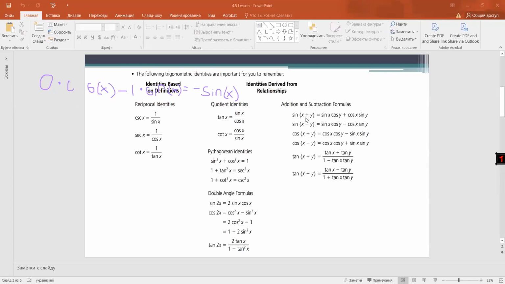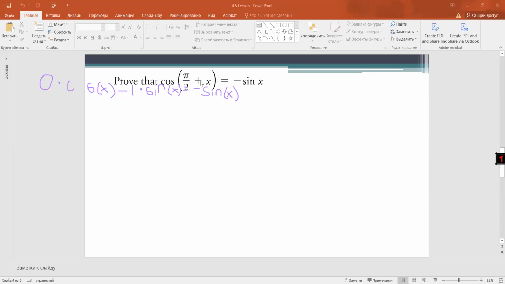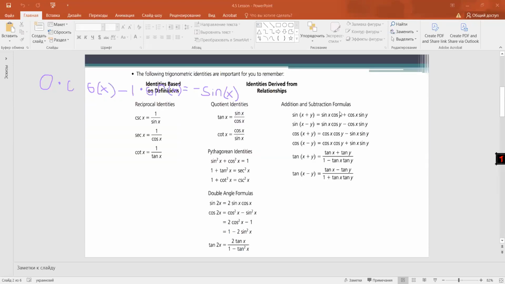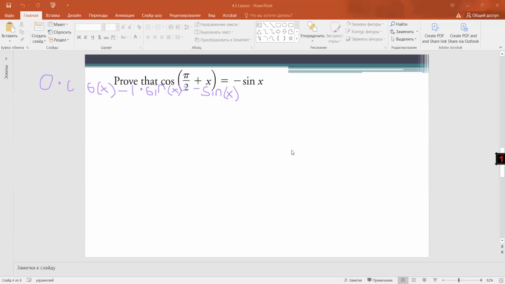So you see, we have a sum, we have cosine of pi over 2 plus x. Let's see that addition and subtraction formula. Cosine with plus is right here. So your formula would be cosine x times cosine y minus sine x times sine y. Do you have it? Can you write it down for this case? Basically, what you're going to have is cosine times cosine, first one is x, the other one is y, and then minus sine x and sine y.